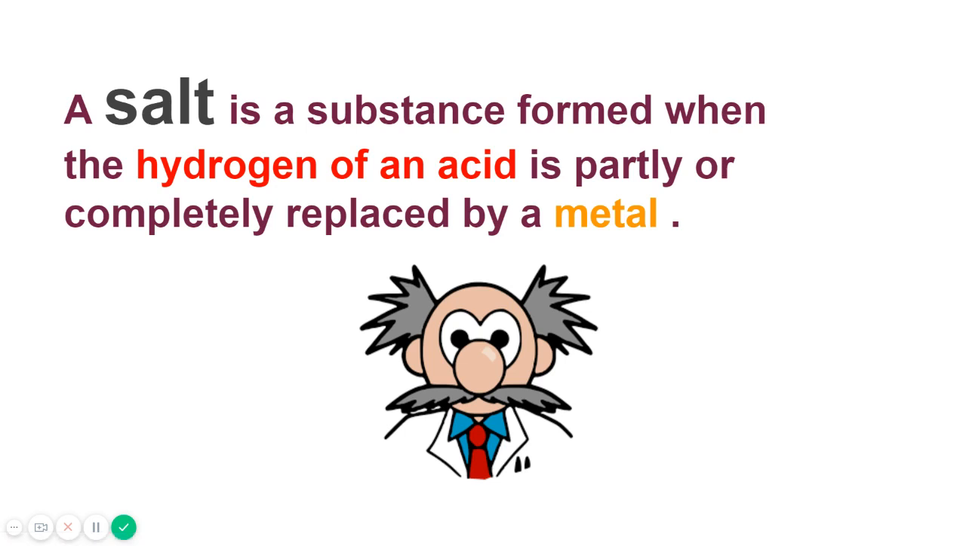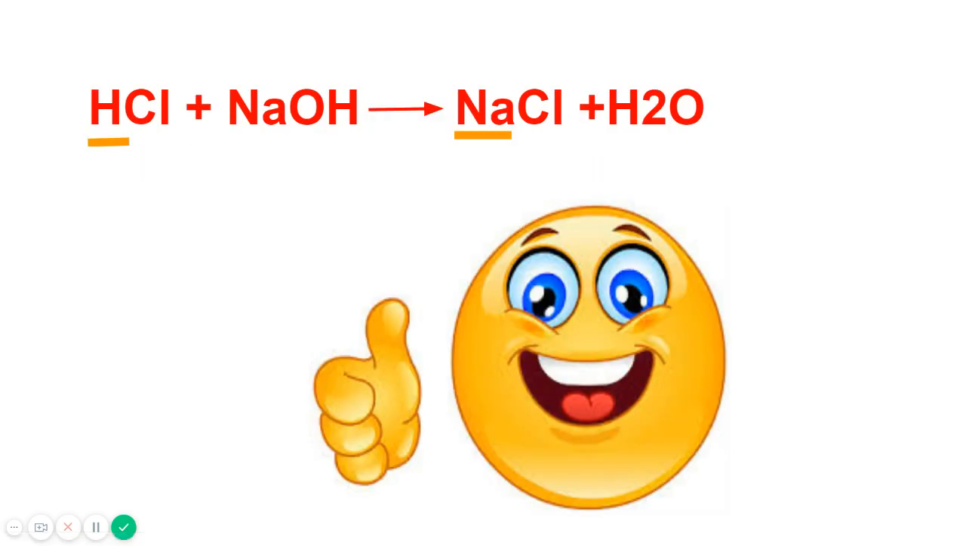Students, a salt is a substance formed when the hydrogen of an acid is partly or completely replaced by a metal. I repeat the definition. So salt is a substance formed when the hydrogen of an acid is partly or completely replaced by a metal. Now you can see in the equation, hydrochloric acid when it reacts with sodium hydroxide makes sodium chloride and water. So we can see that the hydrogen of an acid is replaced by the metal sodium.